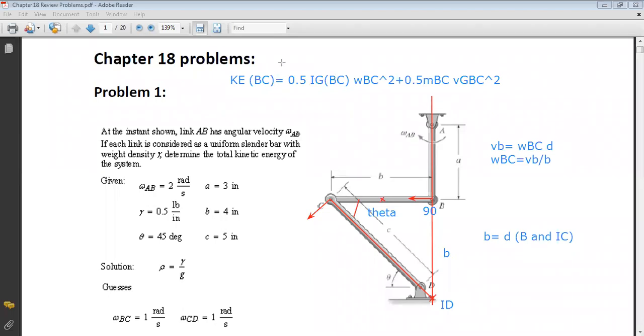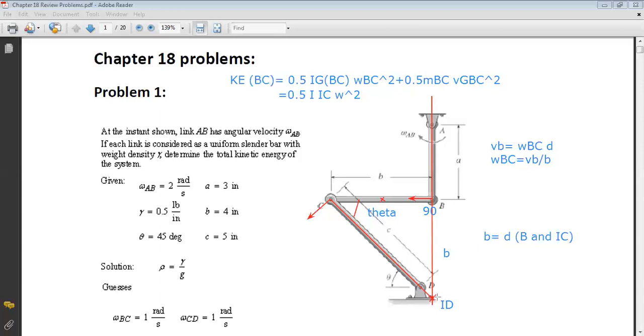The second method will be to write that the kinetic energy is equal to 0.5 times inertia about the IC point times omega squared. In this case, you don't add anything, because the bar seems to rotate about the IC at this instant. Now let's continue the first method. How to find VG of BC? I know the location of the IC.